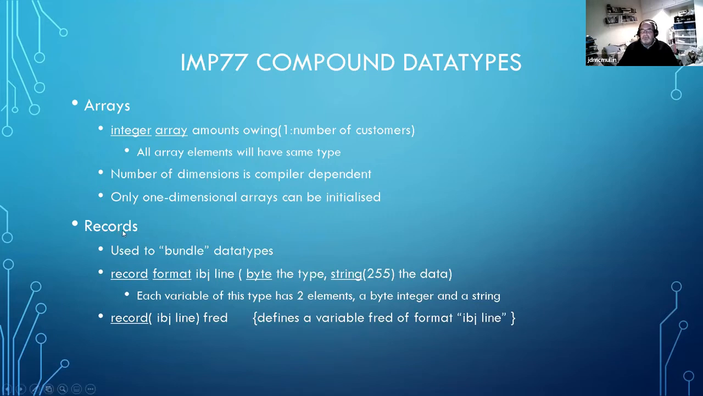Records, usual format, usual sort of usage. You're bundling data types together. So for example, here's a record format defined called IBJ line, which has the first field is a byte called the type, and then the second field, the data, is a string with maximum length. So a variable of this record format has these 2 elements. And here's an example of defining and declaring a record thread of this type IBJ line.